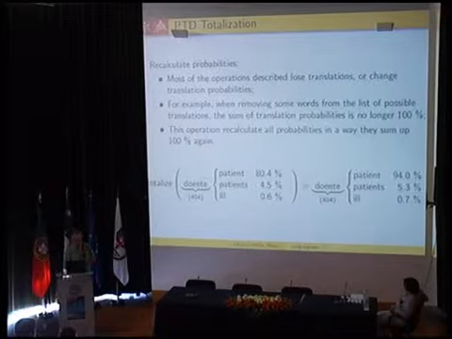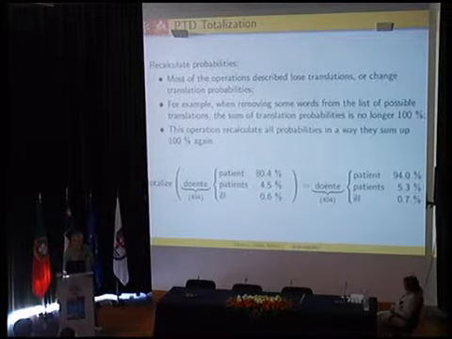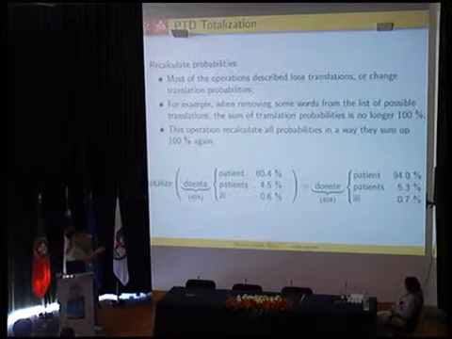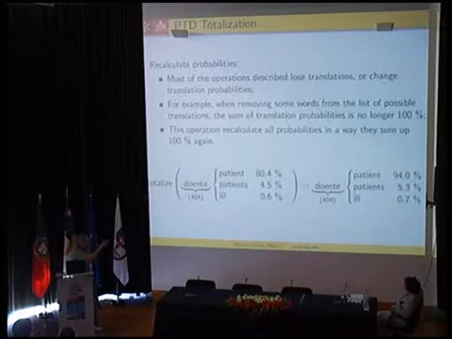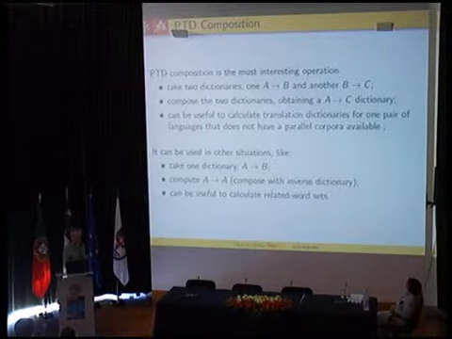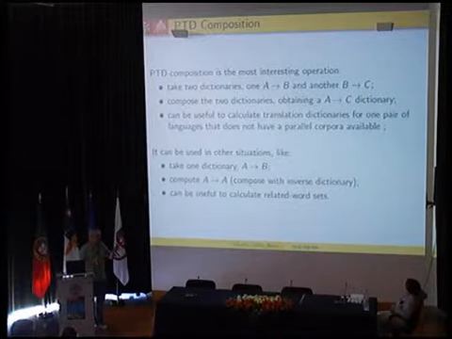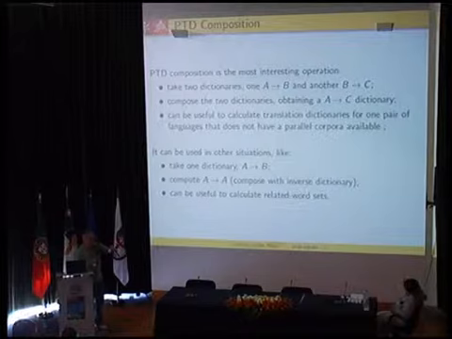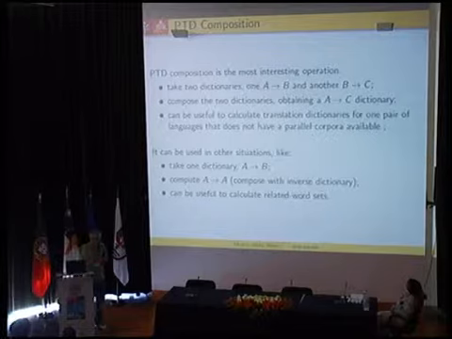The totalization: after several operations, the sum of the probabilities is not 100, and sometimes we want to totalize, which means to scale it in order to be 100. The composition is more interesting. If we have two different dictionaries, we can compose them, for instance, Portuguese-English and then English-French. The composition will build a dictionary from Portuguese to French.